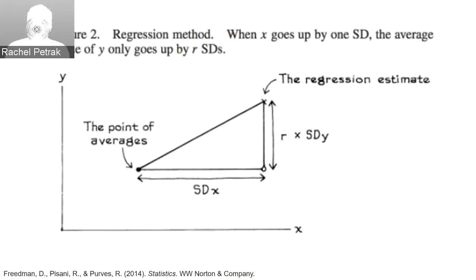And here you can see this illustrated on an abbreviated version of a regression diagram. And so we're starting at the point of averages, going over by 1 standard deviation in x. You're going to go up by r standard deviations of y. How many is r standard deviations of y? It's whatever r is. It could be 0.6, it could be negative 0.1, it could be any number between -1 and +1. And finally, we get that regression estimate.